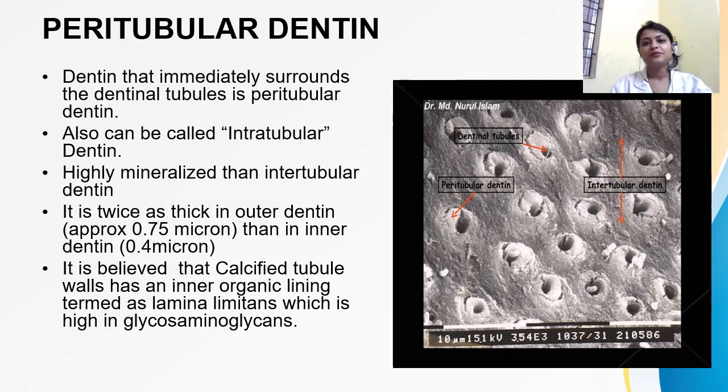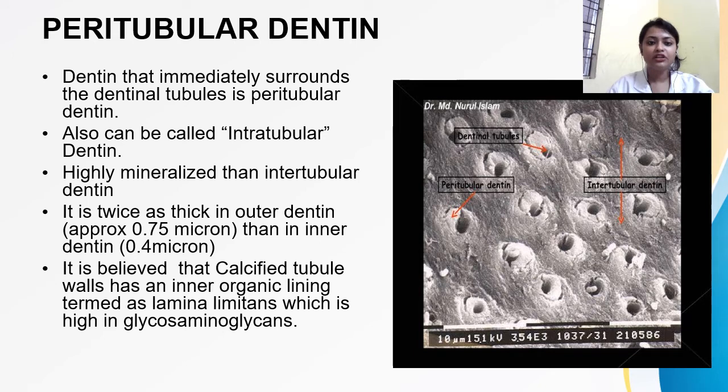Now coming to the types of dentin. First is the peritubular dentin. As the name suggests, it immediately surrounds the dentinal tubules. Peritubular means around the tubules, so it is called peritubular dentin. It is also called intratubular dentin. So outside is dentin, inside is the dentinal tubule. So intratubular dentin can also be called peritubular dentin.